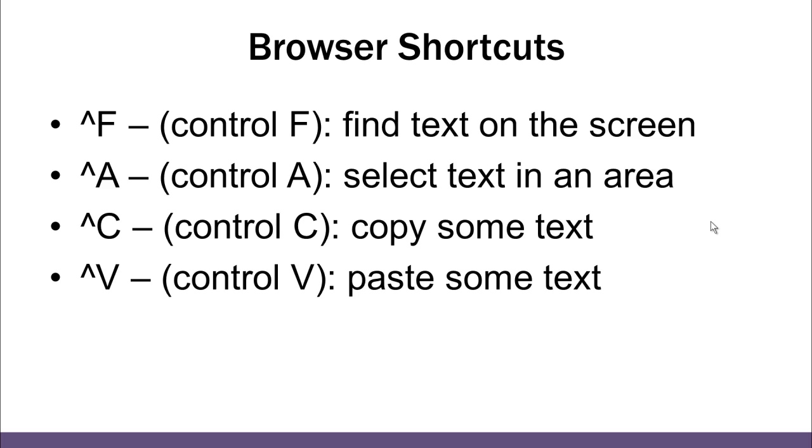Once you learn this, it'll save you a ton of time. Let's say you're trying to find some text on the screen. This is Control F or Apple Command F. And again, you're going to get a cheat sheet of all these, so you don't have to write them down. Control A will select text. Control C is copy, and Control V is paste.